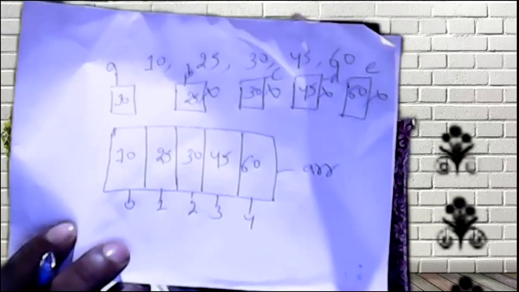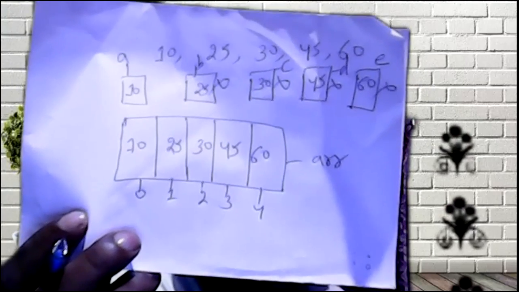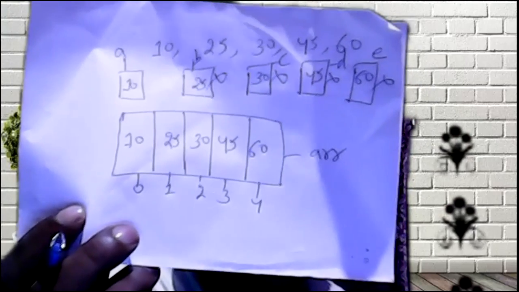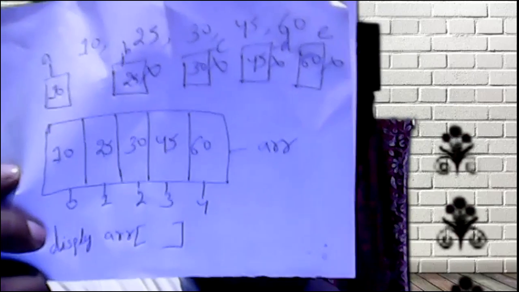Got it? Yes, clear. Now, if I ask you to access 45, what do you write? You have to write display ARR, then tell me what to write here. If I want to access 45, in the square bracket, what to write?